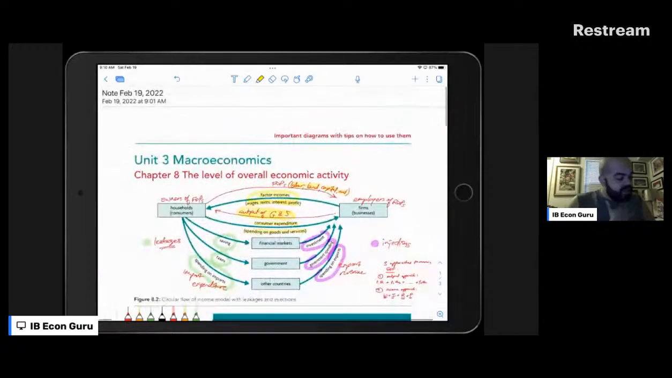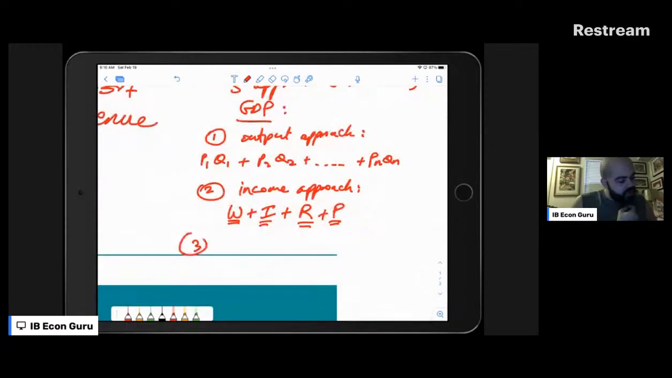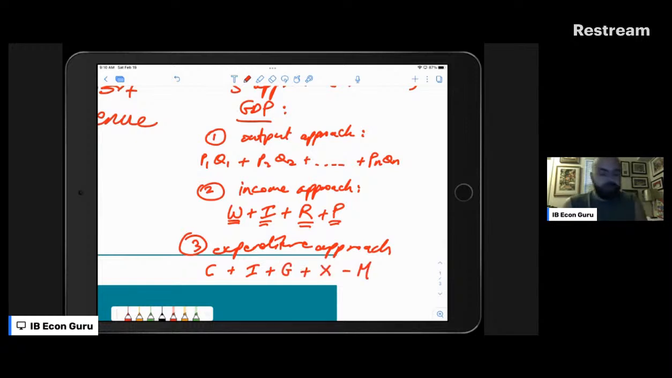Okay, and then there is the slightly more complicated one, which is the expenditure approach. The expenditure approach is basically the same formula as aggregate demand. Okay, the expenditure approach measures GDP as C plus I plus G plus X minus M. Okay, what is C? What is I? You might be asking. I'll definitely answer those questions.